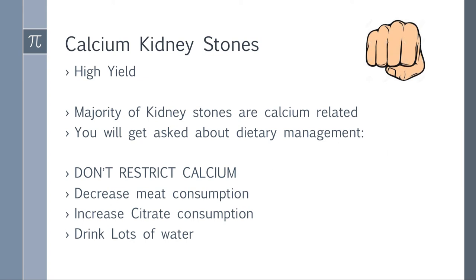So don't do that. The advice you want to give is decrease your meat consumption, increase your citrate consumption, right? Remember, citrate binds the calcium in your urine, so it's less likely you're going to have calcium forming a complex together and making a stone. And drink lots of water, right? You drink lots of water, you make your urine dilute, you don't concentrate it, so you pee it out rather than make it into a stone.